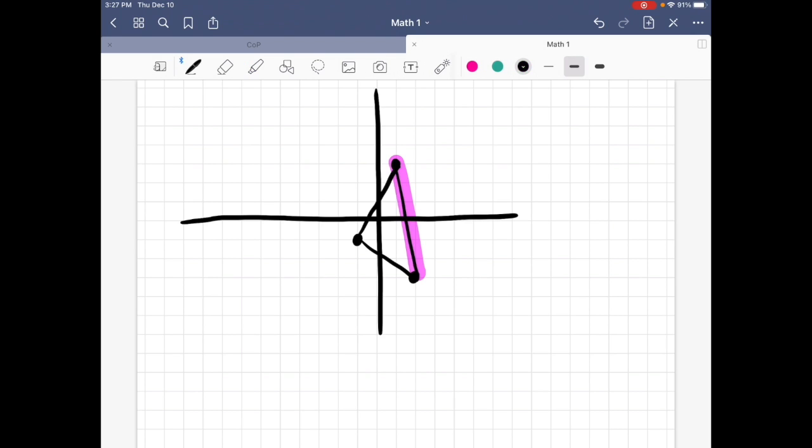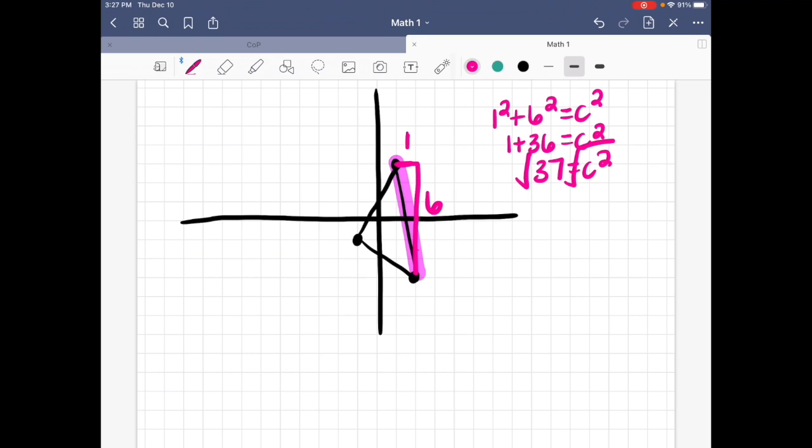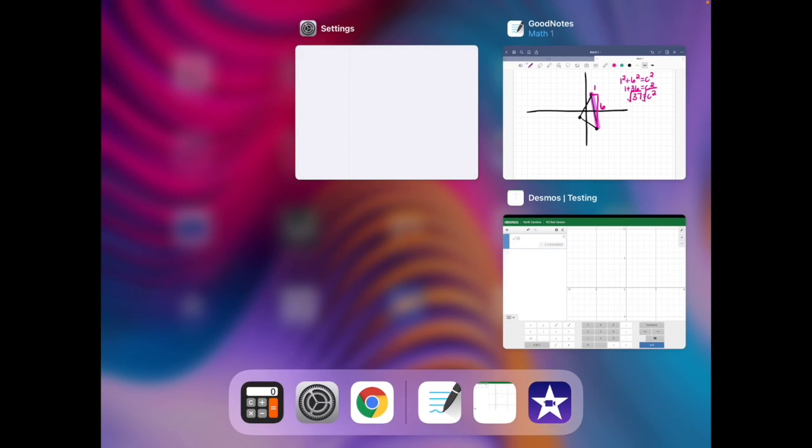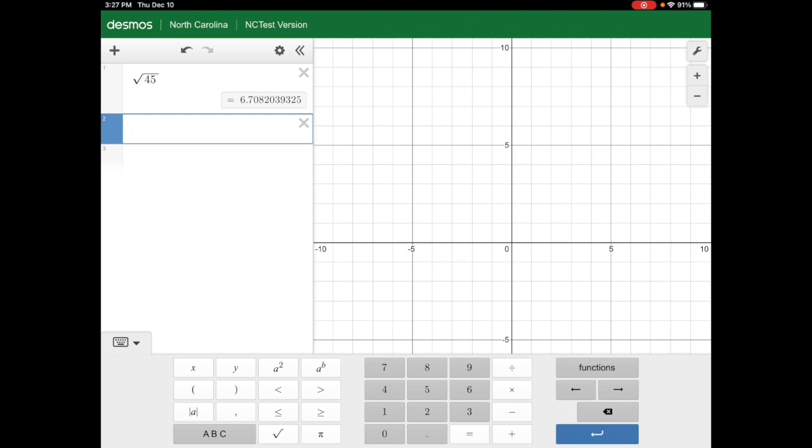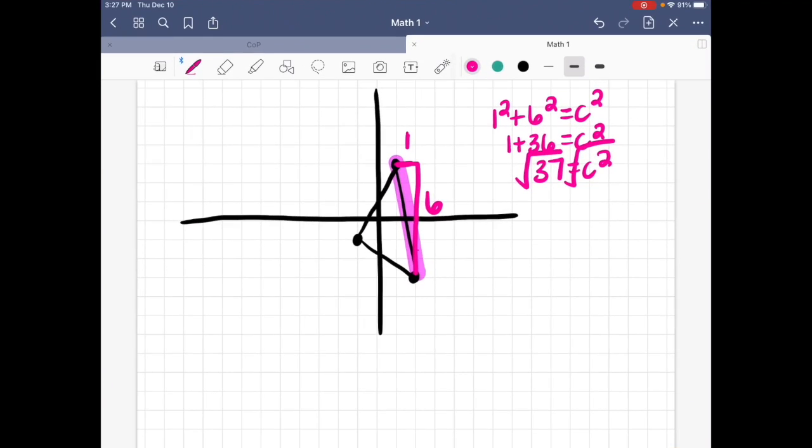So I'm going to start with one of the sides, and we're going to do the Pythagorean theorem like we did earlier. So we're going to make that right triangle. So I have 1 unit and 6 units. So 1 squared plus 6 squared equals c squared. So 1 plus 36 equals c squared. 37, and take the square root. All right, so we're going to take the square root of 37, and we get 6.1.